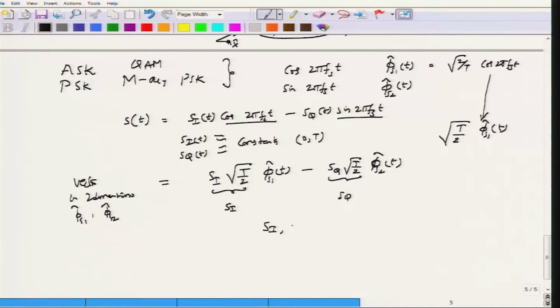You can then define s of t, or capture everything that is there about s of t, by giving the two numbers Si and Sq, which would then allow me to construct a two-dimensional plane which I will call I and Q. In this I and Q plane, I can represent this Si and Sq as a vector. This would be my coordinate system. The coordinate system has these components of Si and Sq. So, this would be my geometric meaning of s of t.